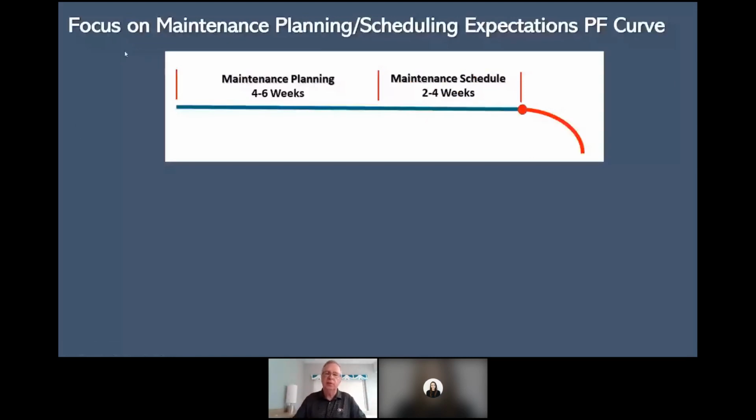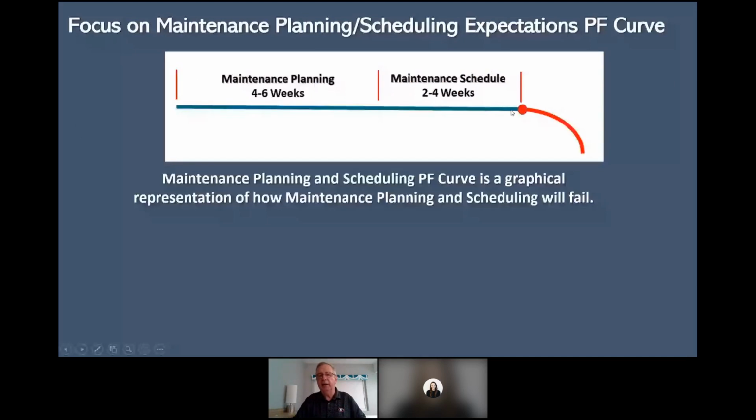If we look at the PF curve, point P is that red dot, and this is when failure begins. But the planning and scheduling PF curve is a graphical representation of how maintenance planning and scheduling will fail. If we don't have the planning in place and we've got the backlog in place, we've got a problem. If we don't have 2 to 4 weeks of ready backlog, meaning ready to schedule, we're gonna hit point P because the equipment won't be repaired or restored before it starts its journey down to the darkness. Okay.